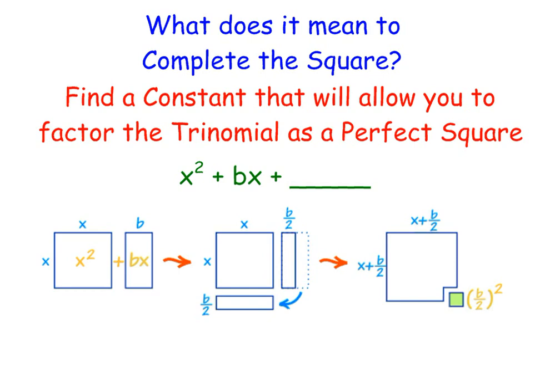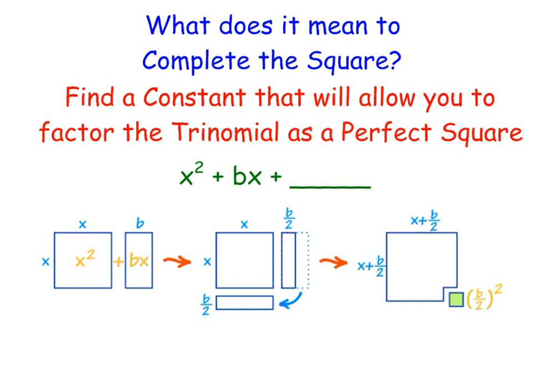Well, our goal is to find a constant that will allow you to factor the trinomial as a perfect square. So what we want to do is come up with some sort of constant, some number, that when I put it into our trinomial, I will get a perfect square, which is a binomial times a binomial for our purposes.